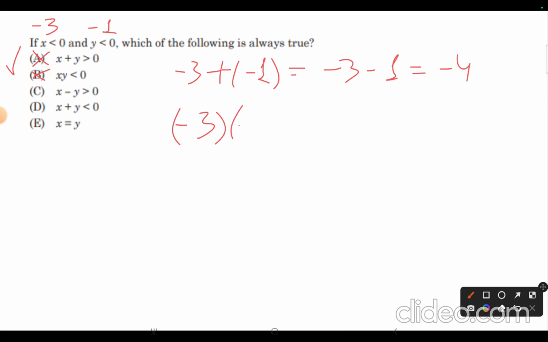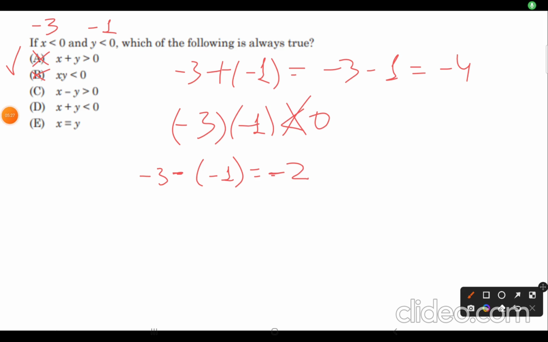For B, x times y, negative 3 times negative 1, it is positive. It's not less than 0, that's why it's wrong. For C, x minus y, negative 3 minus negative 1, we have negative 3 plus 1, it is negative 2. It is not greater than 0.